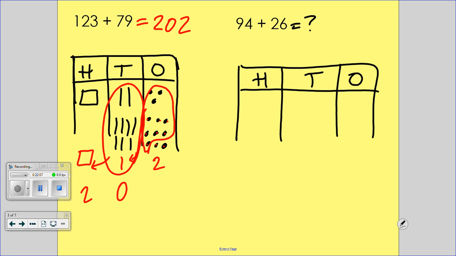Alright, let's do this together. 94 plus 26 equals question mark. Does 94 have any hundreds? Let's try this again, but with everybody this time. Does 94 have any hundreds? No. So am I going to draw anything in my hundreds right now? No. What am I going to start drawing, Lindley? Because I know you're with me, right? What am I going to do? You're going to start drawing. How many?